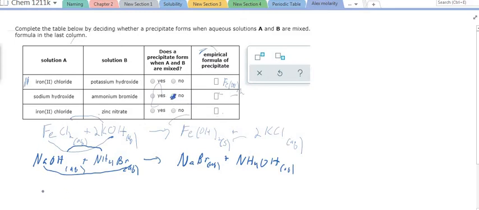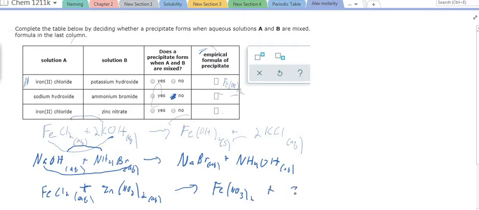Last one. If I have iron 2 chloride, FeCl2, plus zinc nitrate, Zn(NO3)2, those are aqueous, the problem tells us. So what are they going to give us? Pardon my writing, it's terrible on this thing. That's going to give us Fe(NO3)2 plus ZnCl2. Okay, that should get it. I think everything is balanced here already, so that is good.